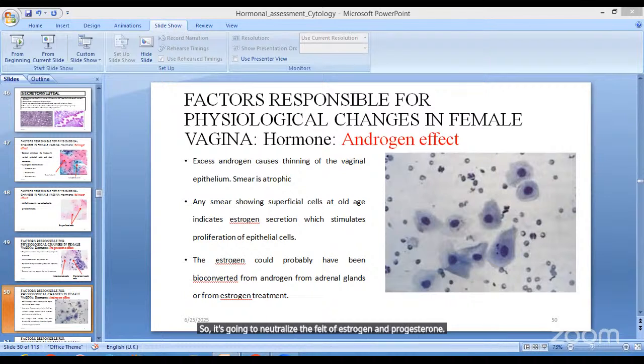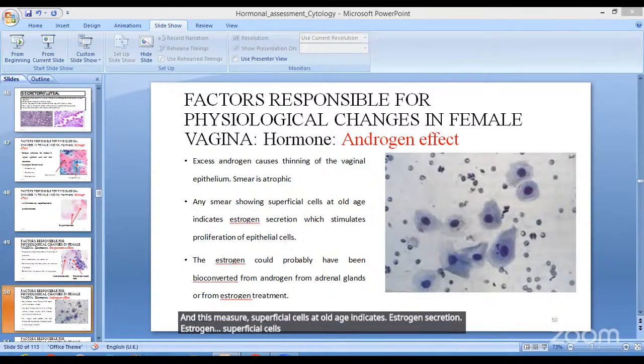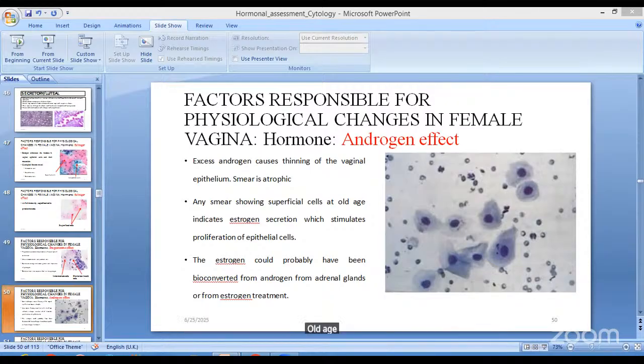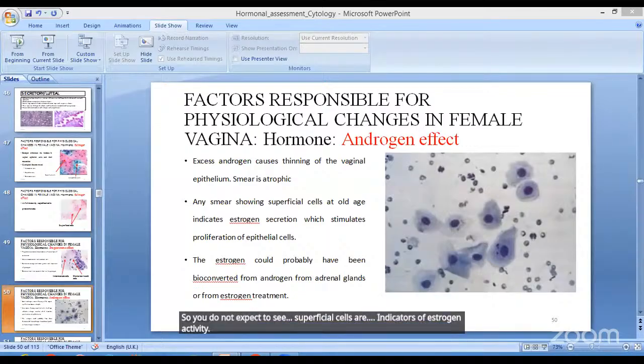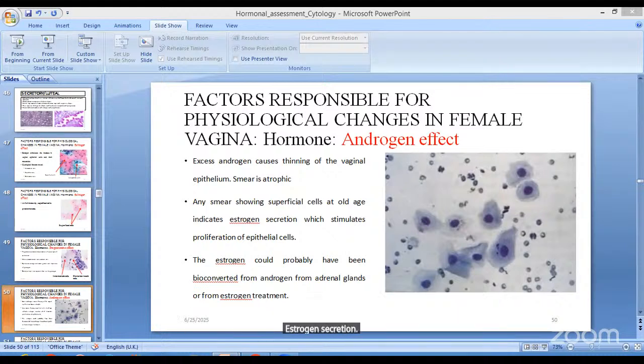Any smear showing superficial cells at old age indicates estrogen secretion. Superficial cells are not supposed to be seen at old age because a woman is no longer at reproductive age. The menstrual cycle ought to have stopped, so you do not expect to see them. Superficial cells are indicators of estrogen activity or estrogen secretion. So when you see it at old age, then you will begin to think of certain dynamics.